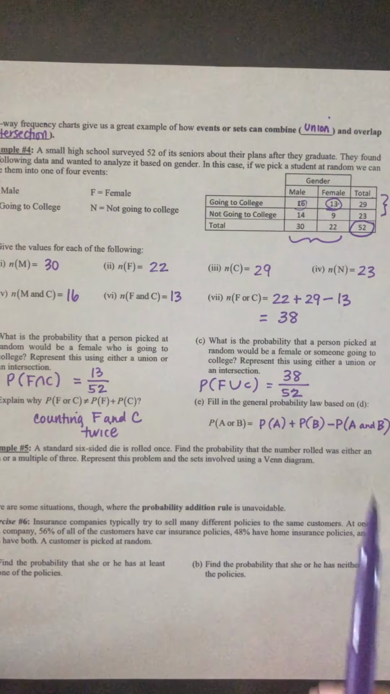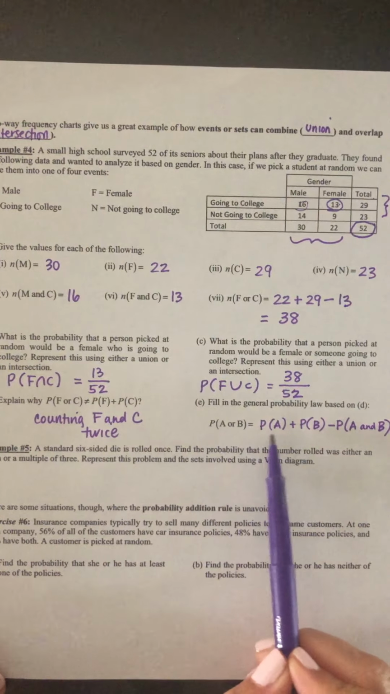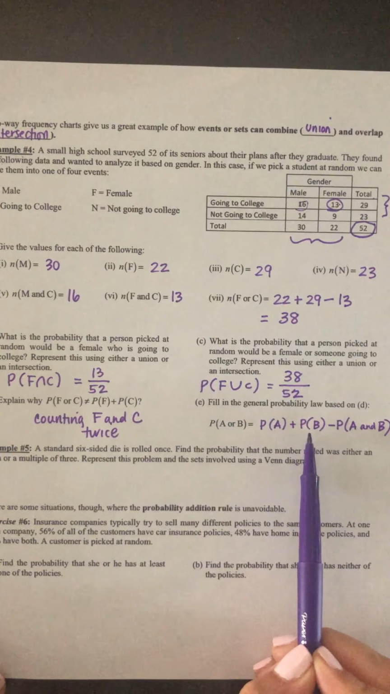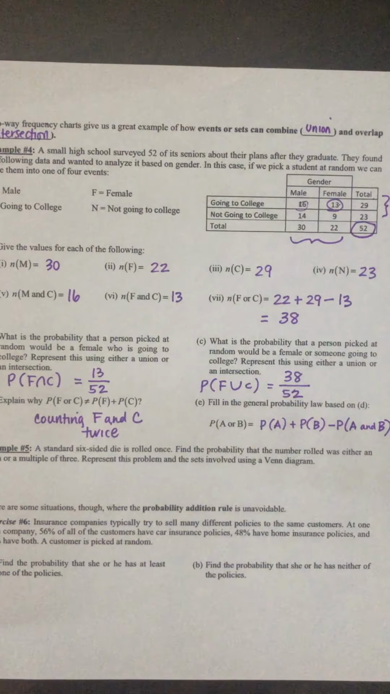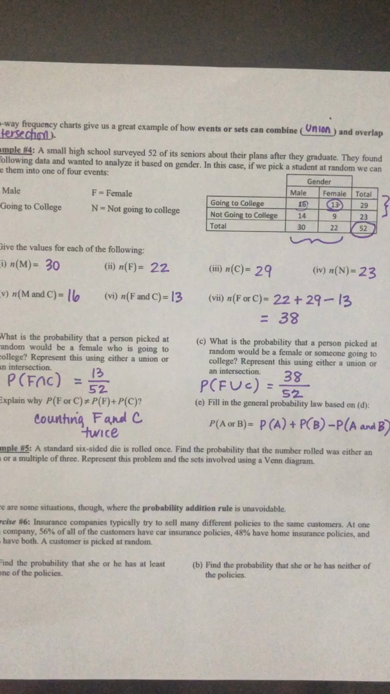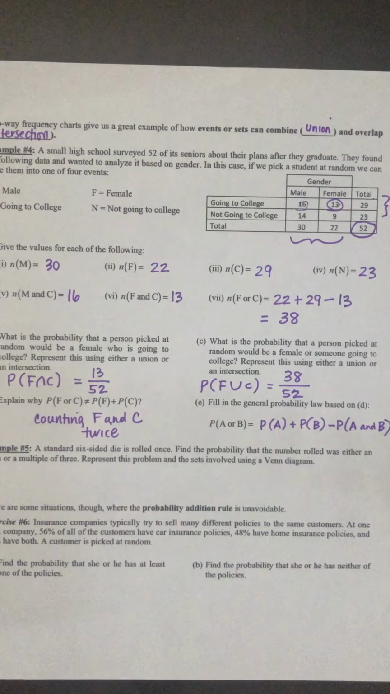Now, a lot of times they'll give you A or B. They'll give you the probability of A and the probability of B, and they'll ask you for that part here. So anything is fair game. Just remember, if you want the probability of A or B, you take the probability of A, you add it to the probability of B, and then you subtract out the probability of both happening. So we're going to actually do that right now.